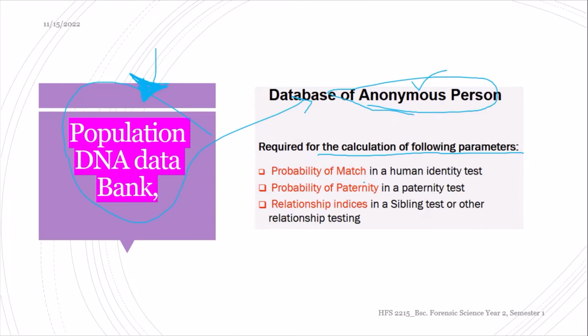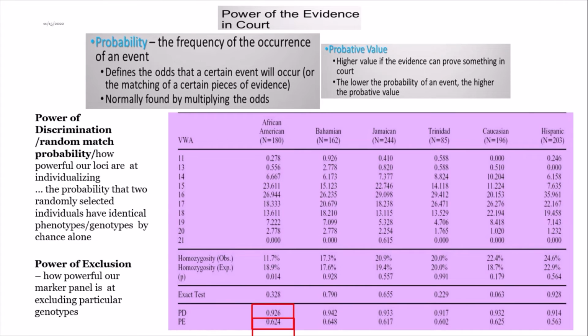That is, for example, probability of a match. How are we able to match individuals so that we can identify people? How are we able to match a father to the possible children they have sired? That's paternity testing. How are we able to calculate relationship indices such as sibling test or any other relationship like mother and children, etc. So usually these calculations give us what we call power or weight of evidence.